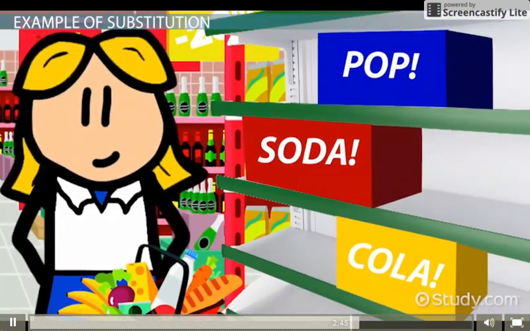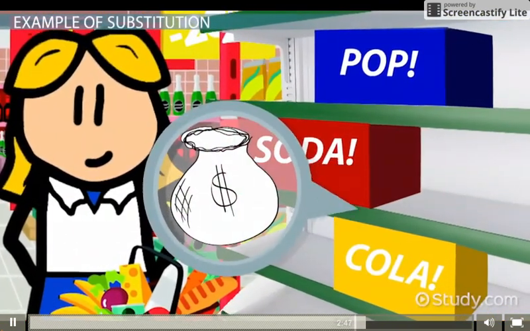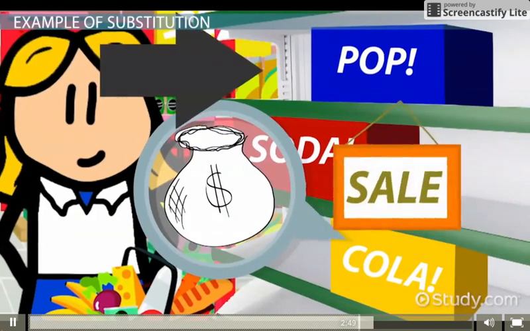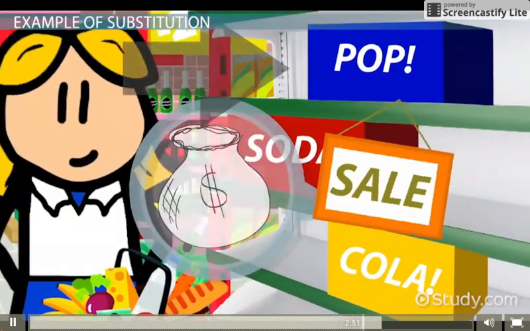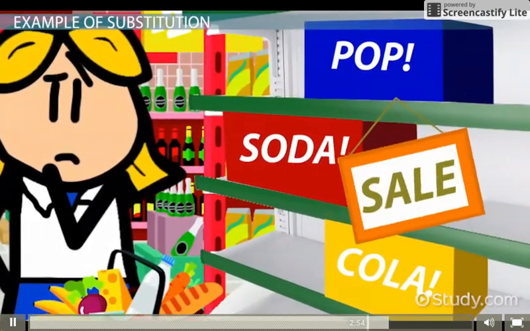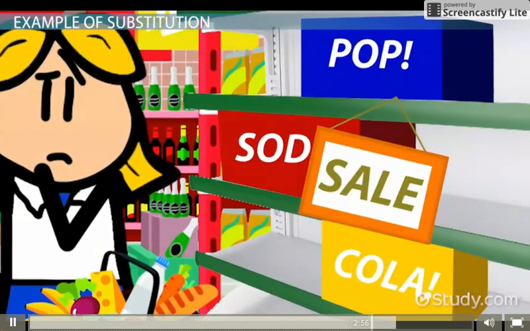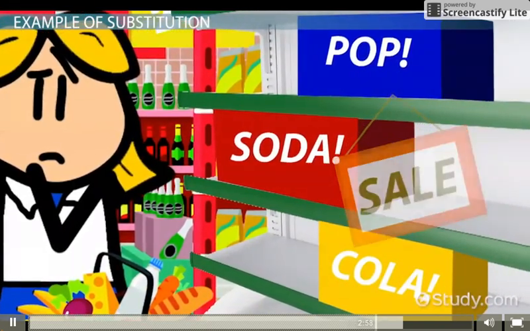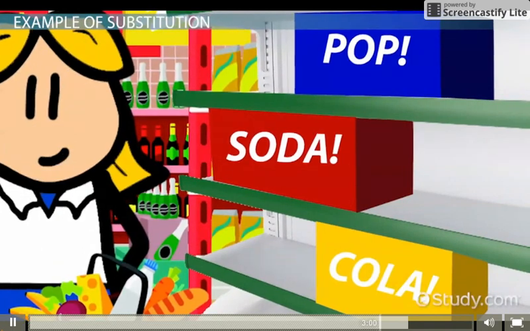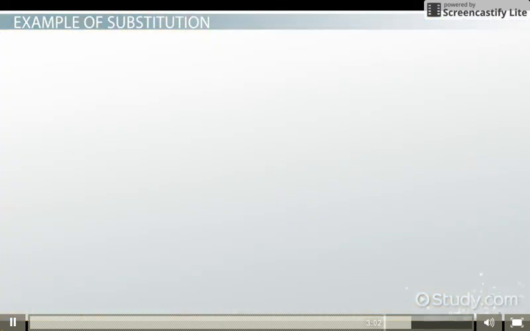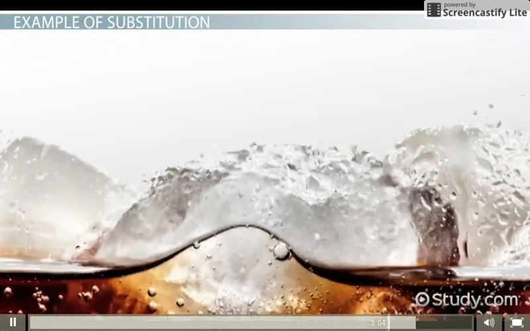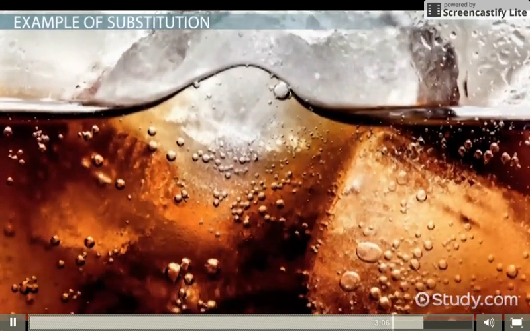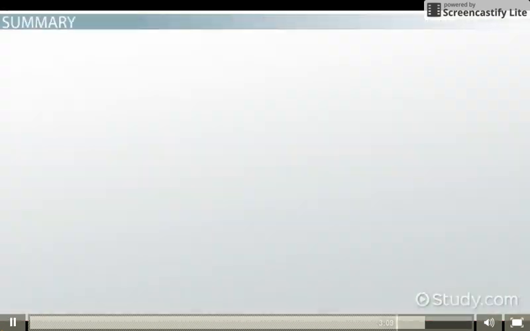If Connie's store decides to price gouge on brands A and B, but brand C is on sale, she buys brand C. Next week, if brand A soda is back to its normal price and is no more expensive than brands B or C, Connie will go back to brand A, her favorite soda. Those are the basics of substitute goods, cross-elasticity of demand, and the substitution effect.